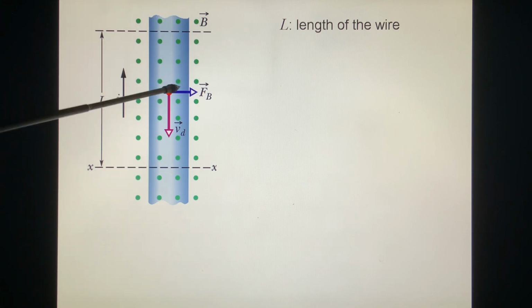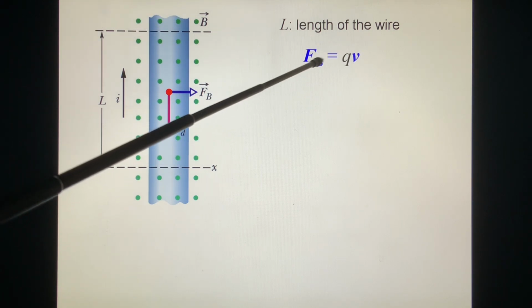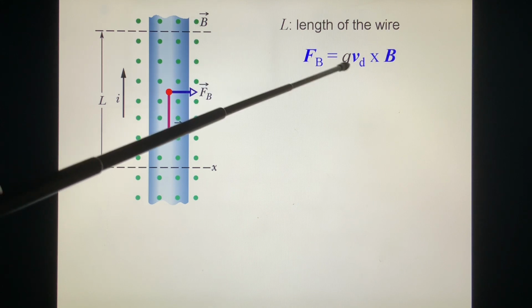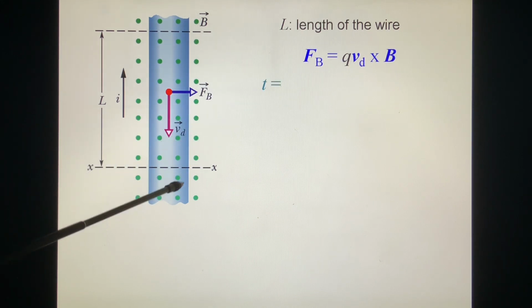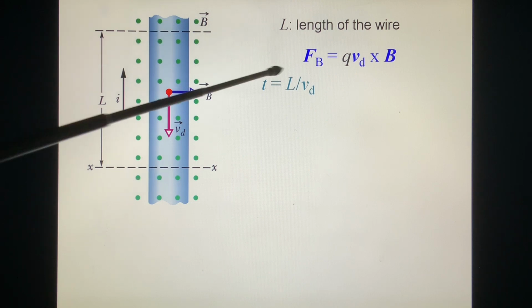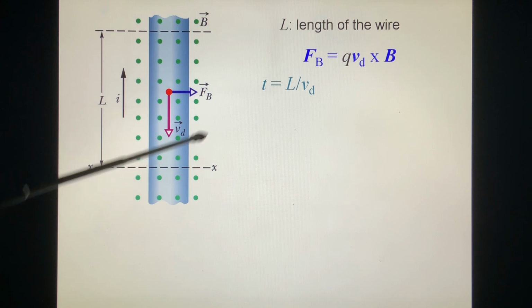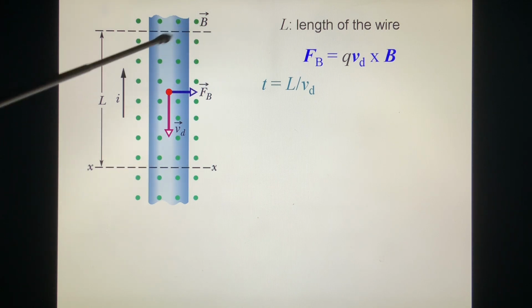Now, the current is going up. That means the electrons move down. And we start from here. How much time does it need to cover length L? This is the force on each carrier electron, and it takes time t. T is L over v_d. This time it's from here to here, and all these carriers are in this length L.